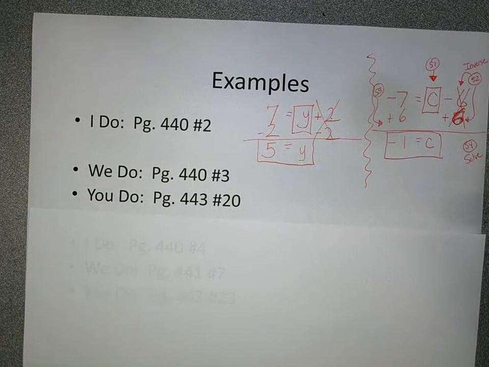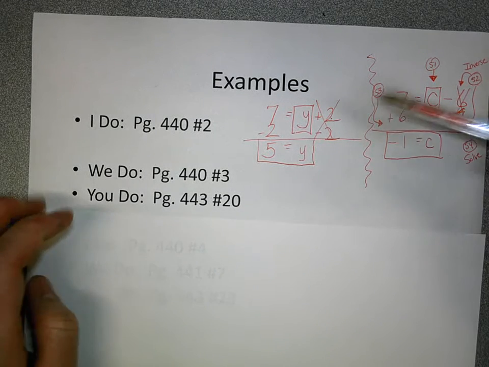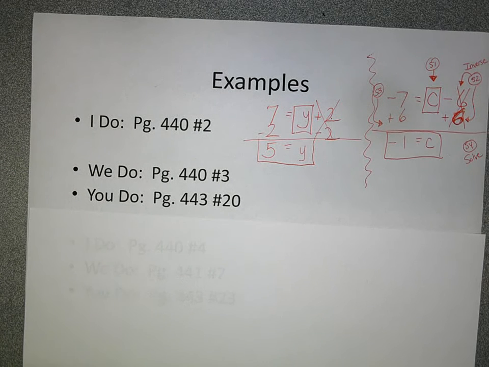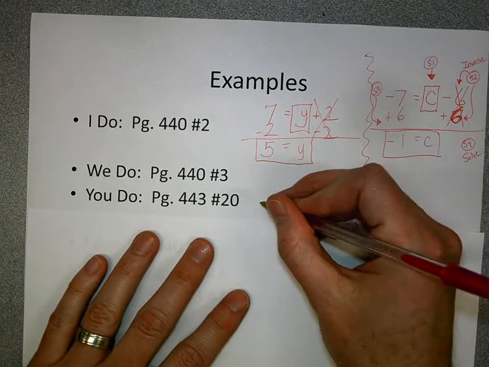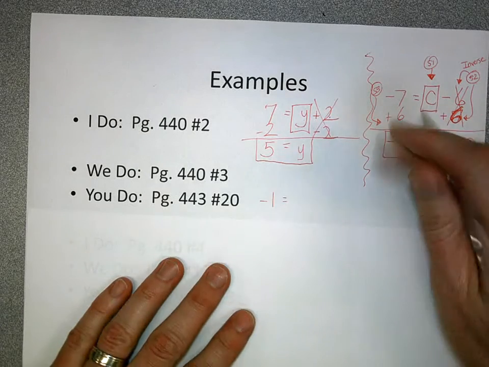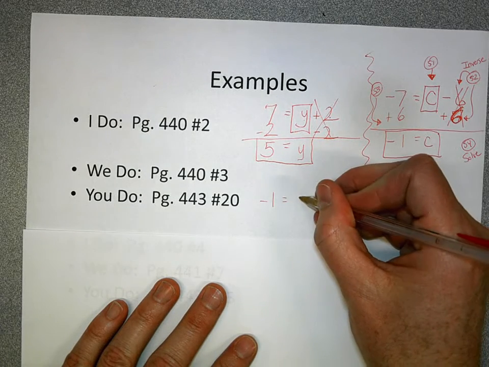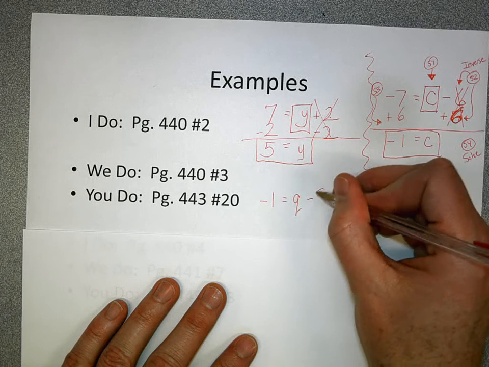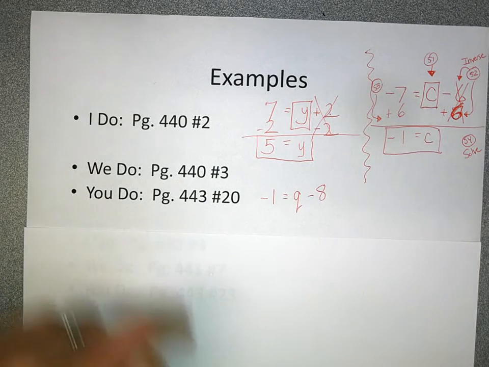Okay. All right, so here we go. Just where you can check your work. Number 20 on page 443 is negative 1 equals q minus 8. So negative 1 equals q minus 8. All right, so here we go.